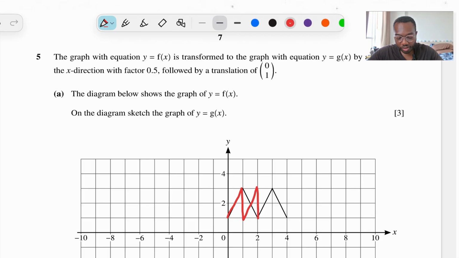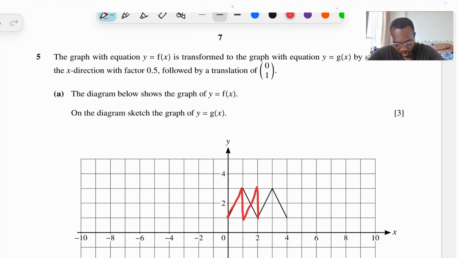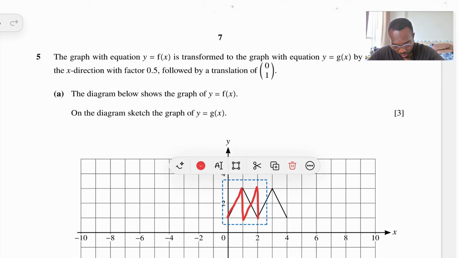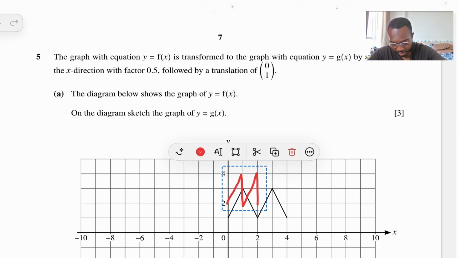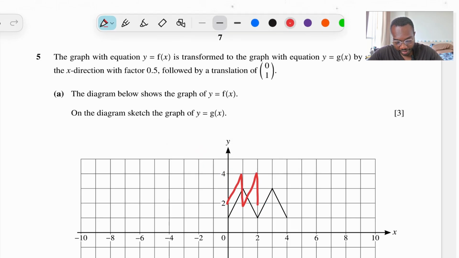Now we need to think about the translation of (0, 1). So what does a translation of (0, 1) mean? That means everything is being shifted up by 1 unit. So again, as we see, we need to shift everything up by 1 unit. So this, for example, will now go to 2. And then this bit will now go to 4, for example. So now that's what I'm going to do. I'm going to shift everything up by 1 unit, okay? And if I do that, we end up right here, and that would be what the graph would be, okay?